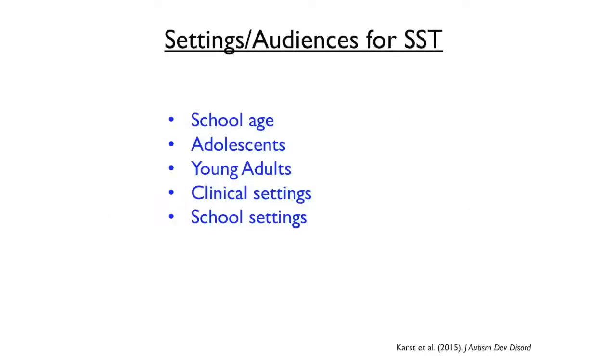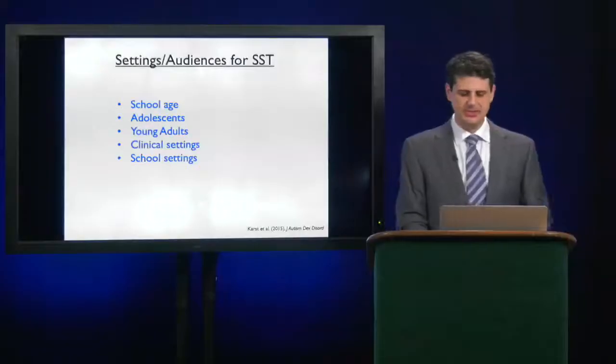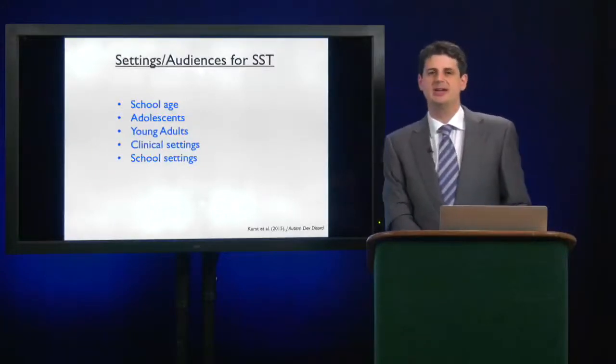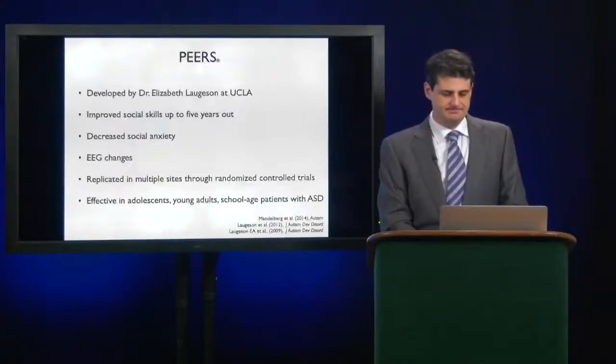So social skills training can be applied in a number of settings, including clinics. They can be applied in school. They can be applied to a wide range of children, including preschoolers, school age, preteen, teenagers, young adults, all the way into adulthood. So really it's never too soon or too late to start social skills training.